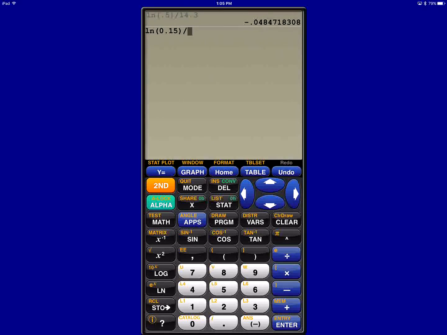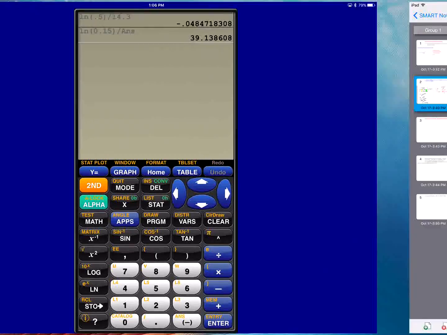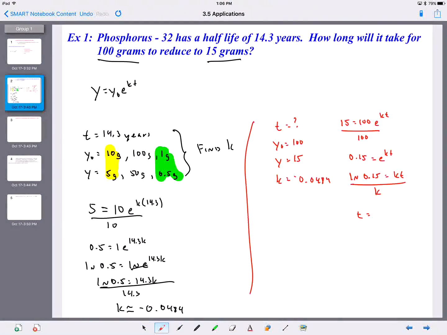Now I don't want to just write that number down. There's a button on your calculator right next to enter that says ANS. You want the answer to the previous problem. And so now when I use the answer key, I get approximately 39.1 years. So time is approximately 39.1. So how long will it take for 100 grams to reduce to 15 grams? We're just going to say about 39 years.